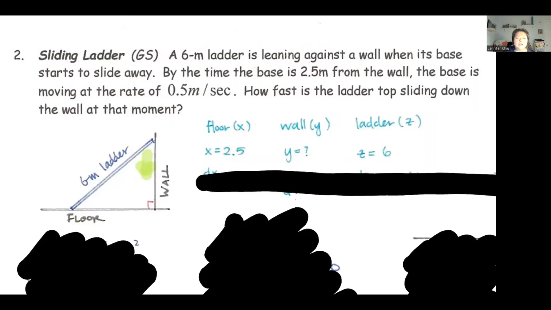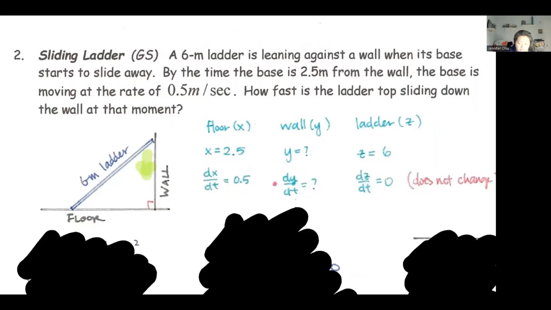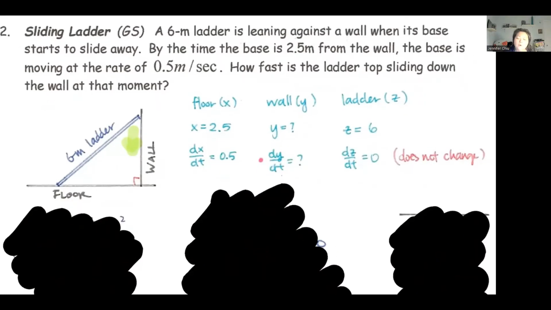Now, it also says that the base is moving at a rate of 0.5 meters per second. That's your dx dt. Keep in mind the ladder itself, the 6-meter ladder, is not shrinking or extending. It's not changing its length. So dz dt will be 0 in this case. And lastly, it is asking how fast the ladder top is sliding down the wall at the moment. So that's what we're solving for. That's why I put a little red dot there. That's what we're solving for.